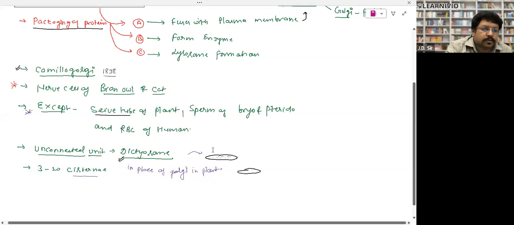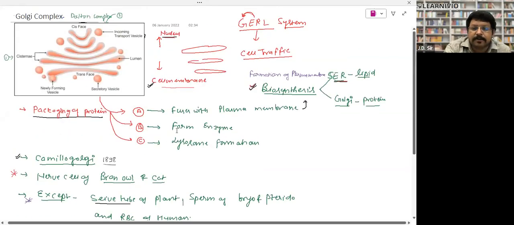Right. So this was all about the Golgi complex. Is it clear? If you have any doubt, please ask me. Crystal clear to both of you? Yes, sir. Okay.